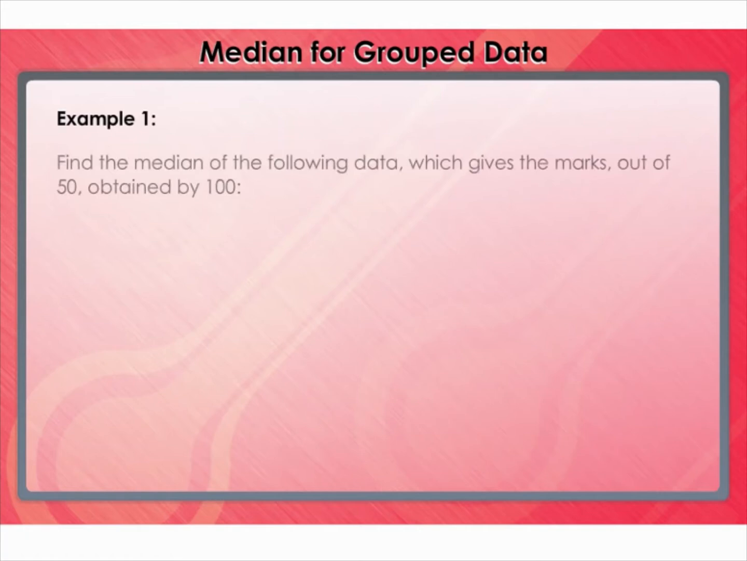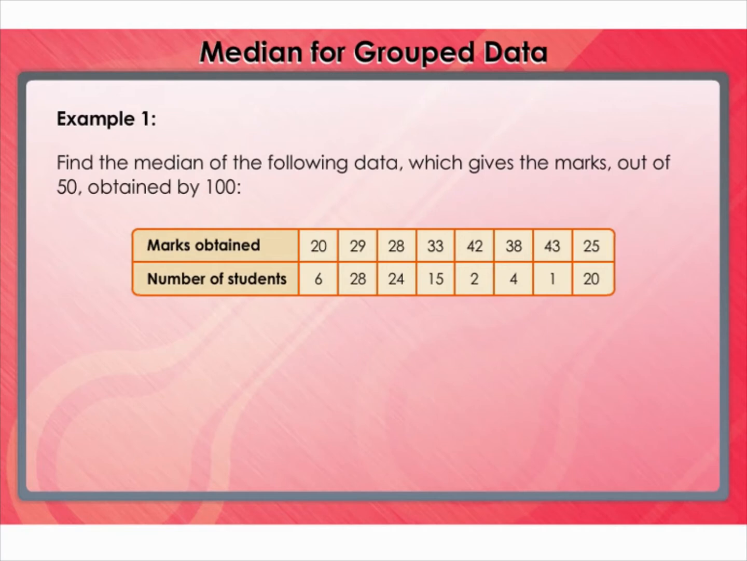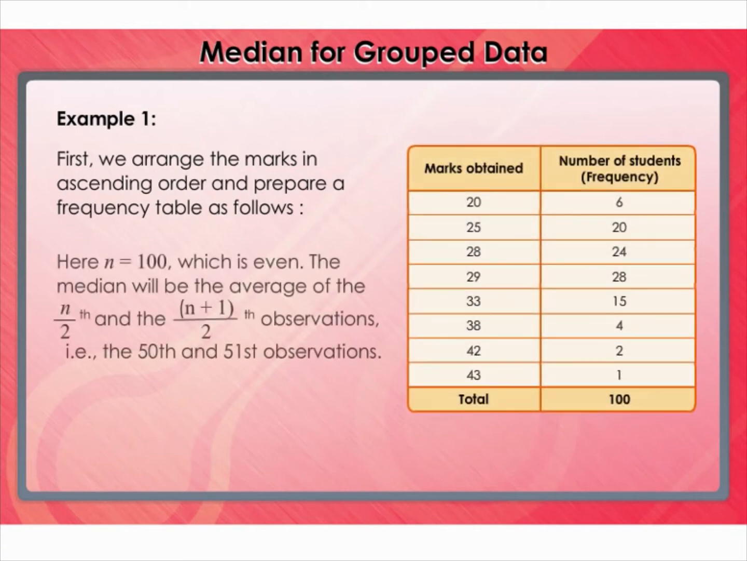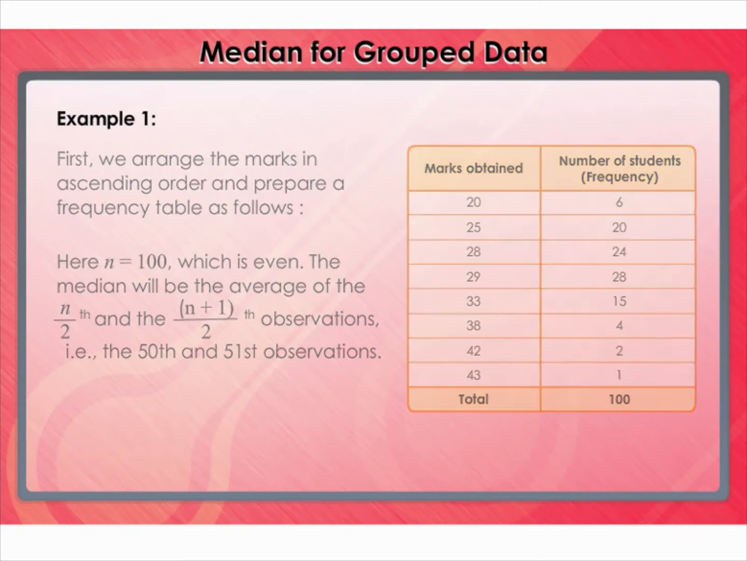Median for grouped data. Let's understand this with the help of an example. Find the median of the following data which gives the marks out of 50 obtained by 100 students. First, we arrange the marks in ascending order and prepare a frequency table as follows. Here n is equal to 100, which is even. The median will be the average of the n by 2th and the n plus 1 by 2th observations, that is the 50th and the 51st observations. To find these observations, we proceed as follows.